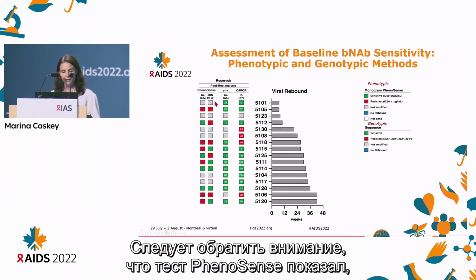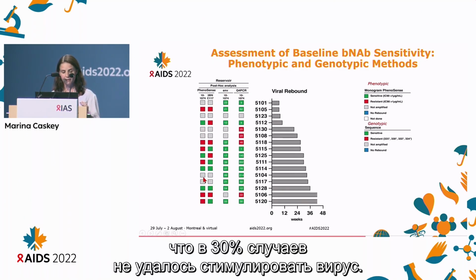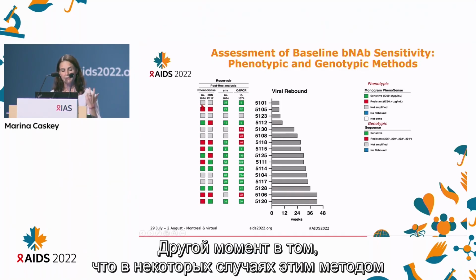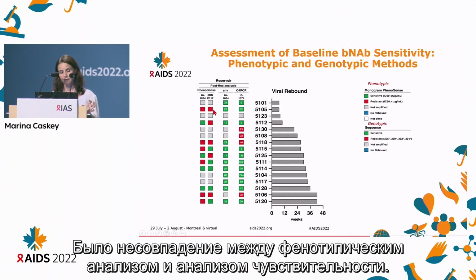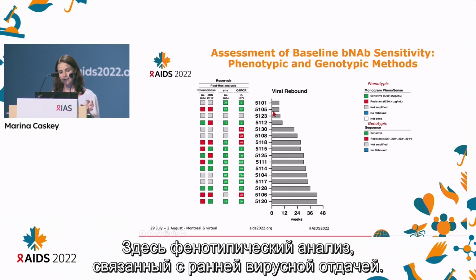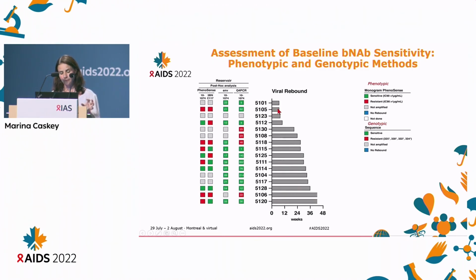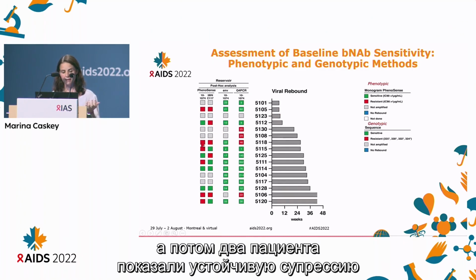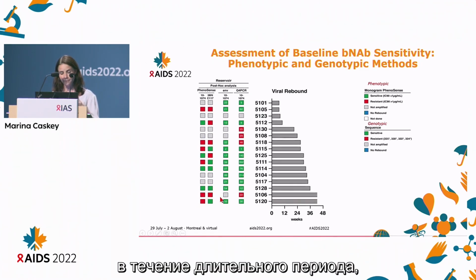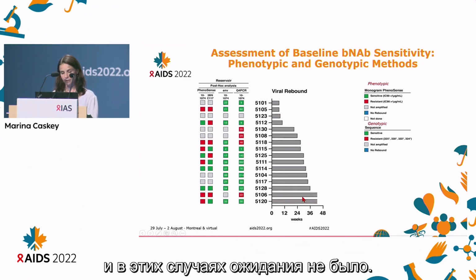The first thing to point out is that in the PhenoSense assay, we had a failure of 30% to be able to amplify the virus. And the other point is that in some individuals, we found resistance by this method. There was discordance between the phenotypic assay and the genotypic assay. But here, the phenotypic assay correlated with an early viral rebound. Then we have other examples where there was prediction of resistance, and even in these two participants that maintained suppression for an extended period of time, it wasn't predictive in those cases.